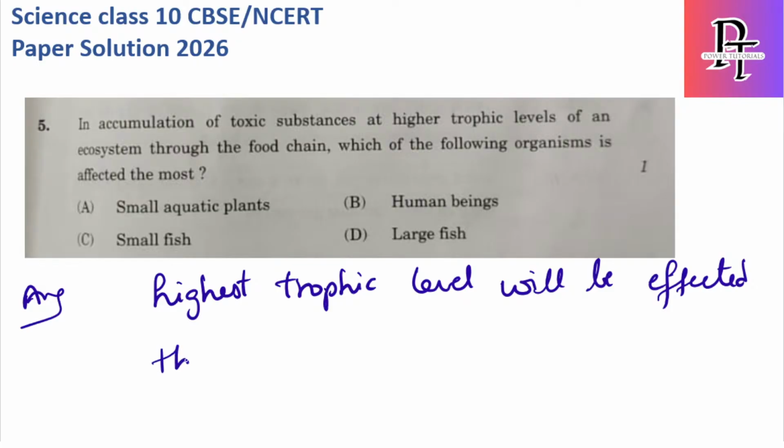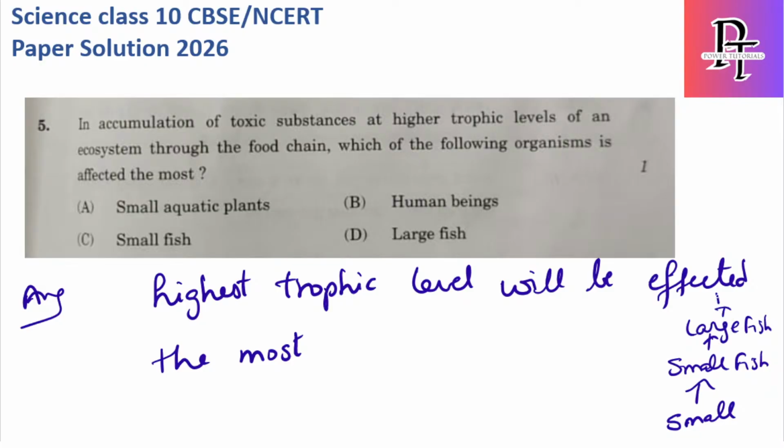And repeating again, the higher the trophic level, the higher will be the effect of the toxin, because it will keep on accumulating. So here, the first one is a small aquatic plant. This is the bottom part, or the first tier, and from here it moves to small fish, and from here it moves to large fish, and the last one above is human beings. So which is the highest order?